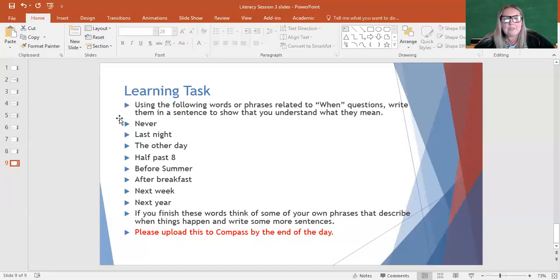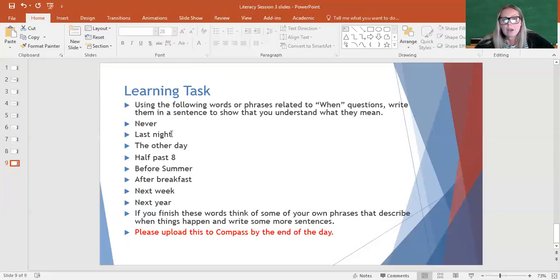So the phrases we have are never, last night, the other day, 8:30, before summer, after breakfast, next week, next year. So you need to write all of these in a sentence. So an example of this would be, the other day, I took my dog Yogi for a walk around the block. If someone said to me, when did you take your dog for a walk? My answer would be the other day, because that's referring to the time it happened.